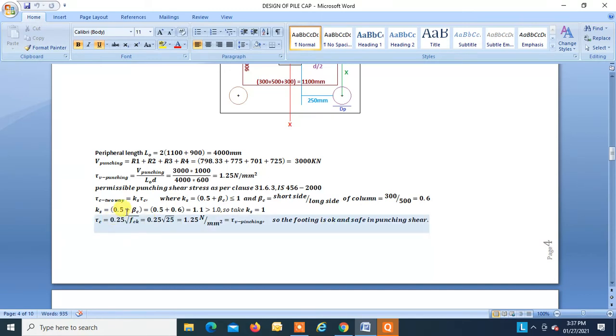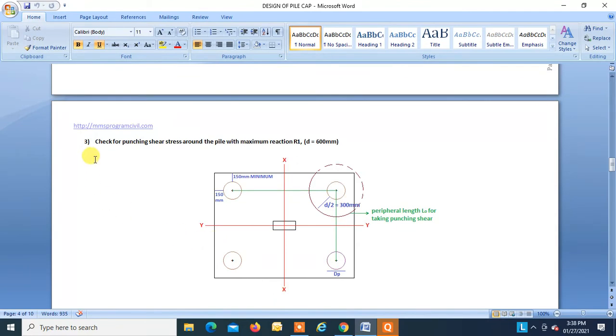If any of these shear checks, that is one way or two way, was found to be not okay, it means if tau v was found to be greater than tau c, then in that case you will have to increase your effective depth. But in our case it is found to be okay, so let's move forward.